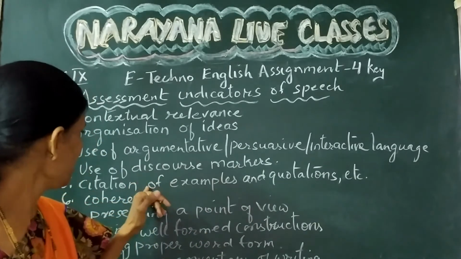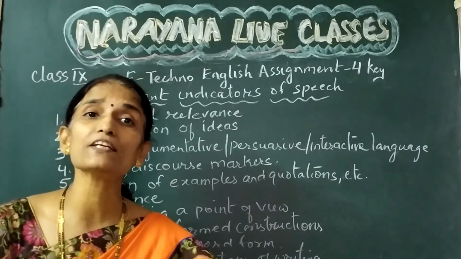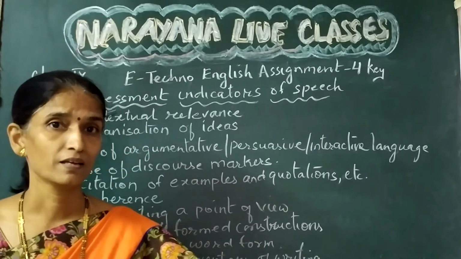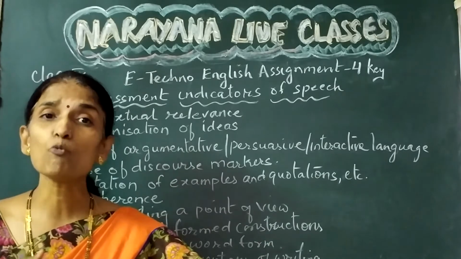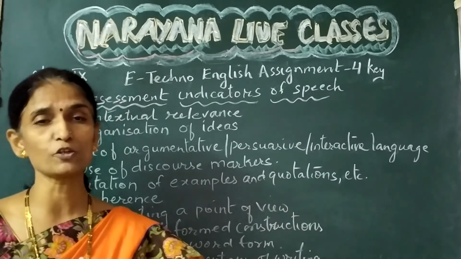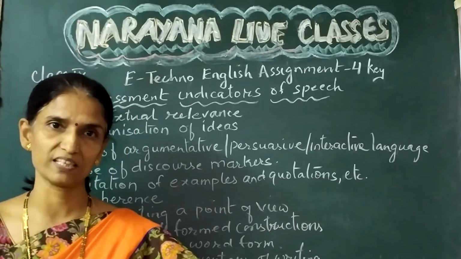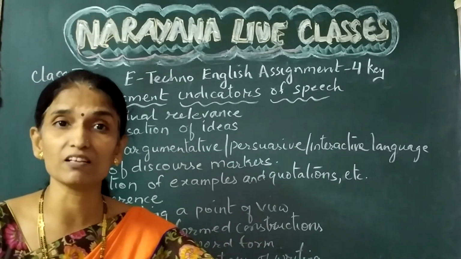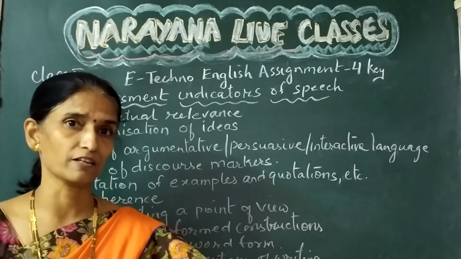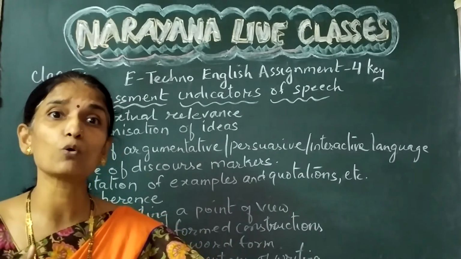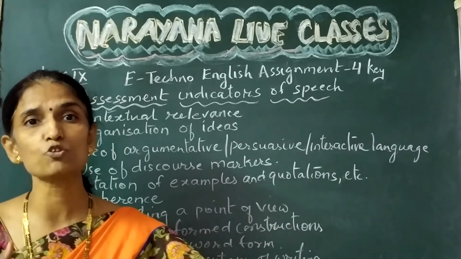Then the fifth assessment indicator is citation of examples and quotations. So you make use of ample examples in your speech to emphasize your points. You present facts and figures to make your ideas clear. You make use of good quotations and proverbs in your speech to make it effective.